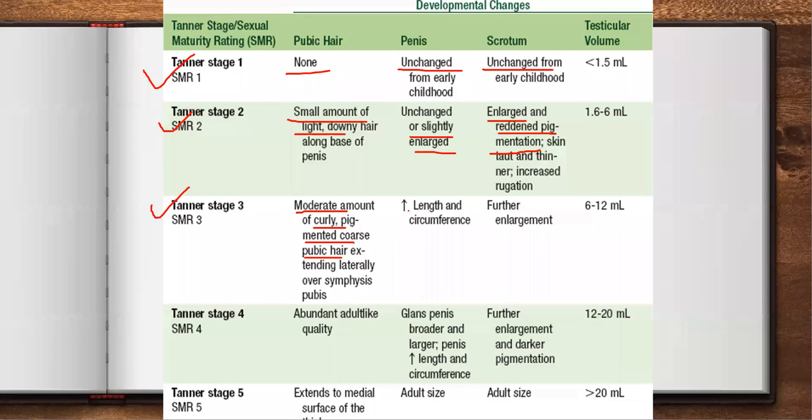So more pubic hair will be there. Length of the penis will be increasing. Scrotum will be enlarged. Okay, that's your Tanner stage 3. That means Tanner stage 3 is mainly when the penis gets enlarged and pubic hair also increases. Stage 4 is the adult stage, which means abundant adult quality pubic hair with penis increasing in both length and width, further enlargement and pigmentation of the scrotum.